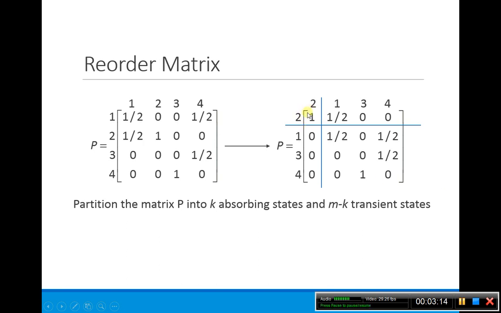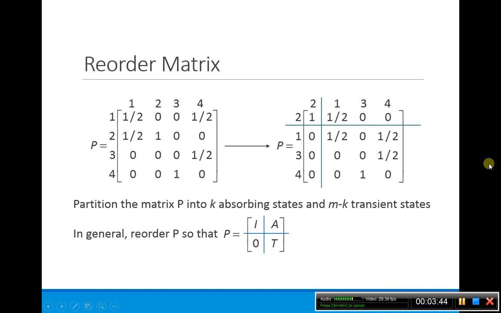In this example, I have put the absorbing state up here, so we just reorder them. If we reorder the top by 2, 1, 3, 4, you have to reorder the side the same way, 2, 1, 3, 4. So now the probability of going from 2 to 2 is 1, 2 to 1 is 0, 2 to 3, 2 to 4, etc. It's the exact same Markov chain, just the matrix is reordered because the states are reordered.